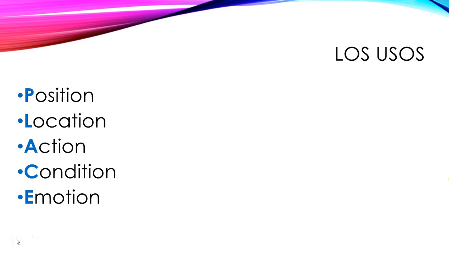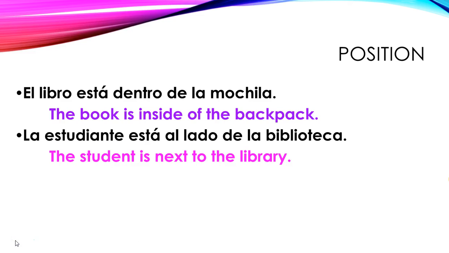We can use the acronym PLACE to recall the uses of estar. We use estar to describe position, location, action, condition, and emotion. We are going to look at some examples for each use of the verb estar. You can tell these are examples of position because they include a preposition and they describe temporary location.